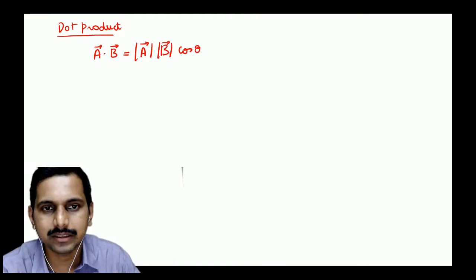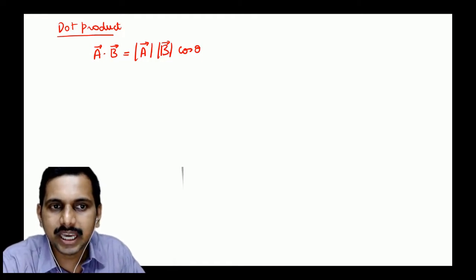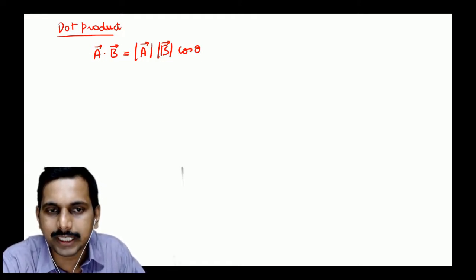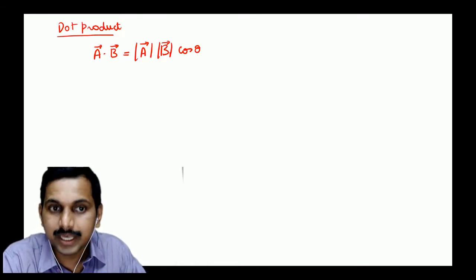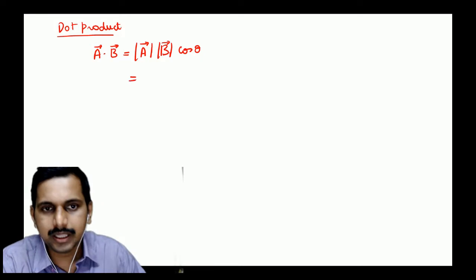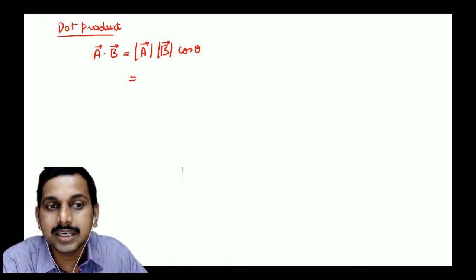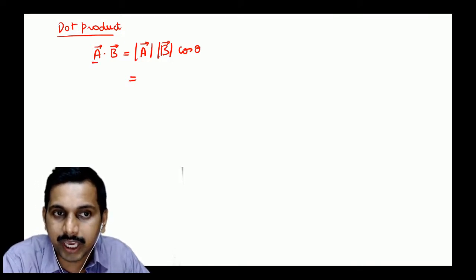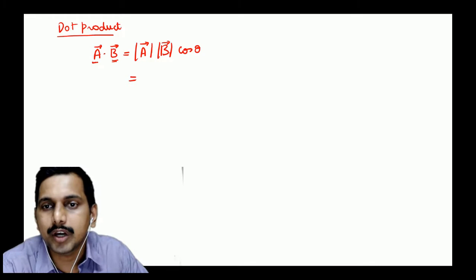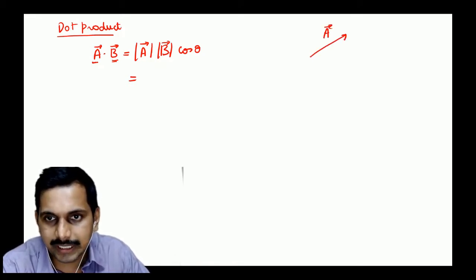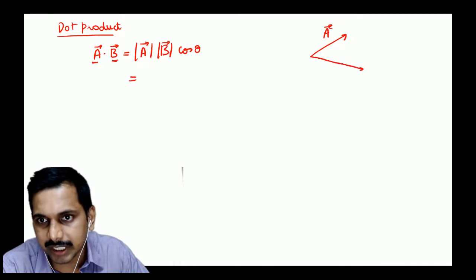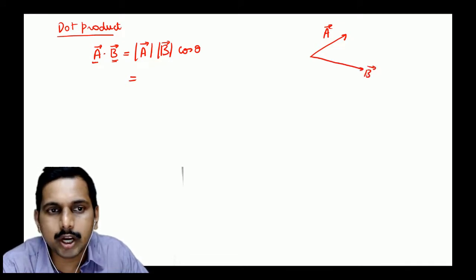Why is that? How can I write A dot B is equal to magnitude A into magnitude B into cos theta? Tell me students, why can I write this? Because what is A dotted with B? It is the component of A along B, correct? So if A is a vector here and B is a vector here, what does A dot B mean?